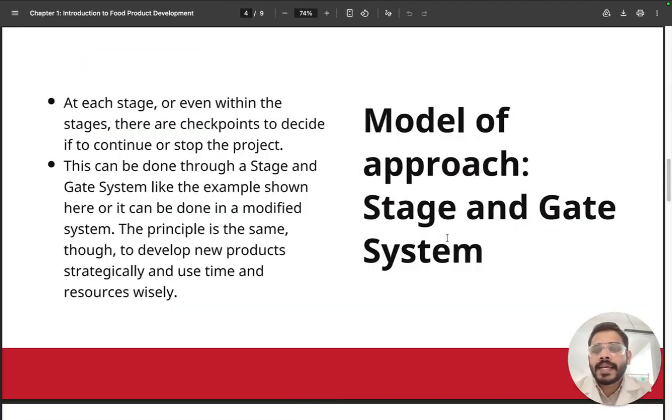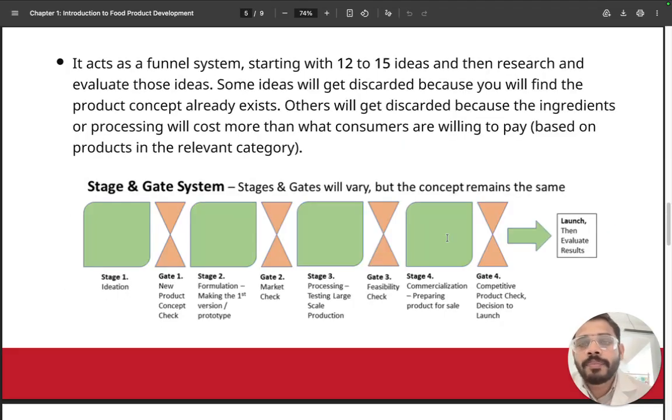The major aspect of product development is the stage and gate system. The stage and gate system is the area where we specifically develop a product. It is not only about the food and beverage sector or the cosmetic sector. Every company does this for any product development. If you're considering a mobile phone, a laptop, or any other product, this is done by the stage and gate system. So this is a common platform. It's a funnel system starting from ideation to commercialization.